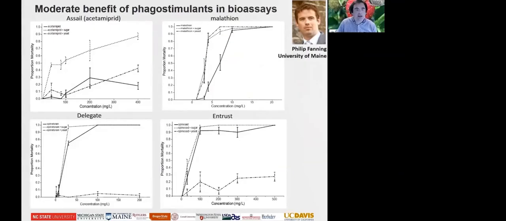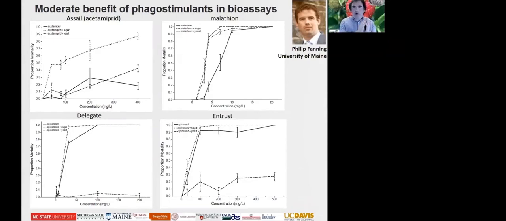So just to walk you through the slides here, on all of these graphs you will see proportion mortality on the y-axis on the left, and across the bottom is the concentration of the active ingredient of the 4 insecticides we tested. We had a neonicotinoid, acetamiprid, malathion, and then on the bottom 2 spinosyns, Delegate and Entrust. These were all products we were very interested to see if we could improve their efficacy by adding in these feeding stimulants, sugar and yeast.